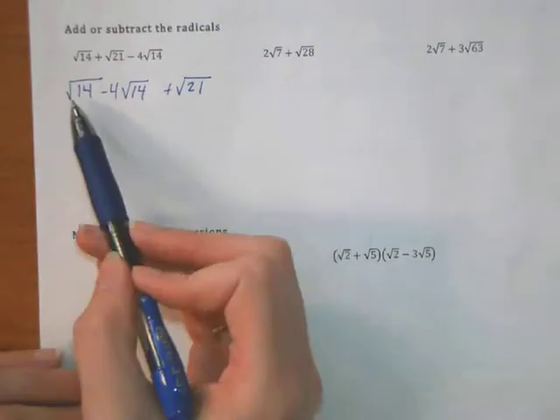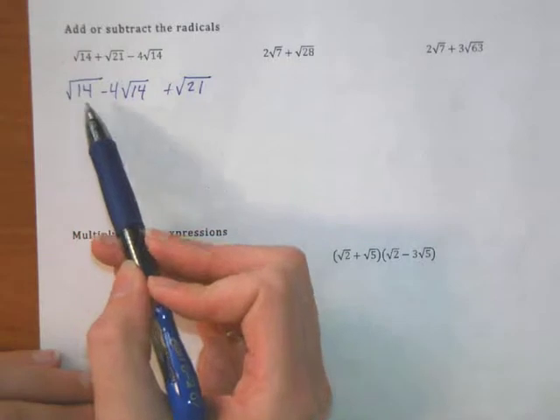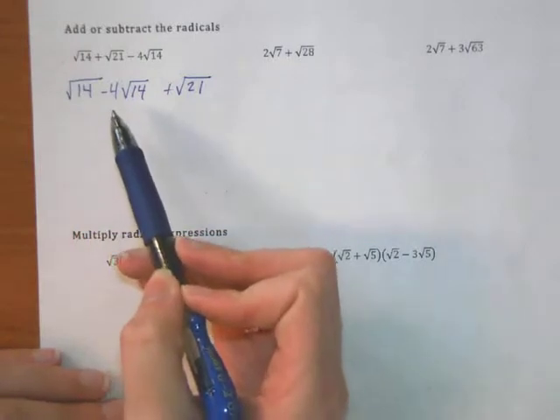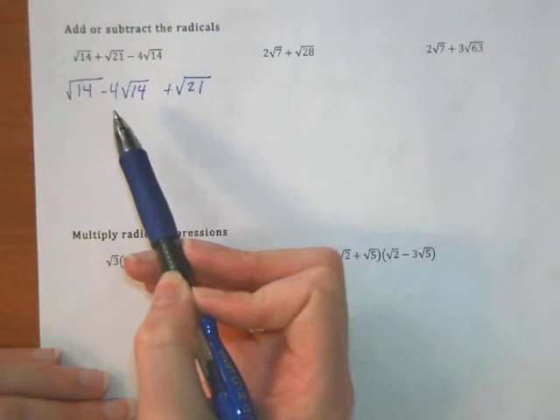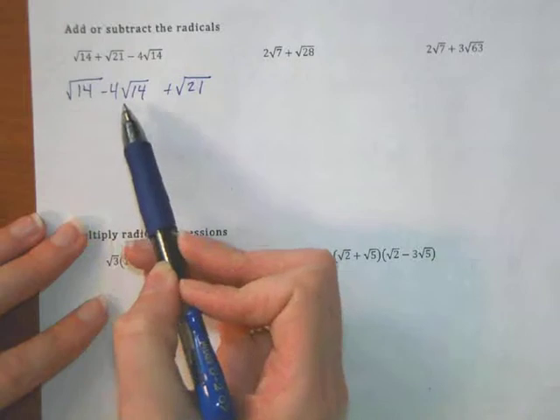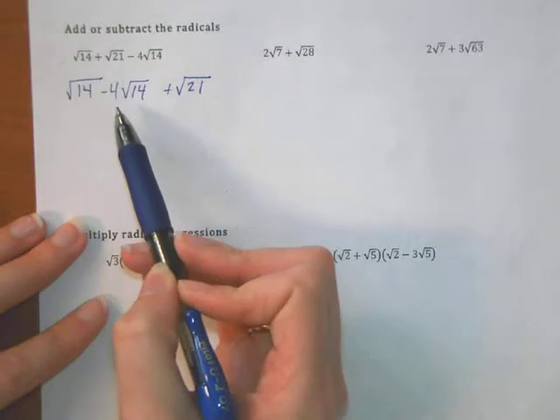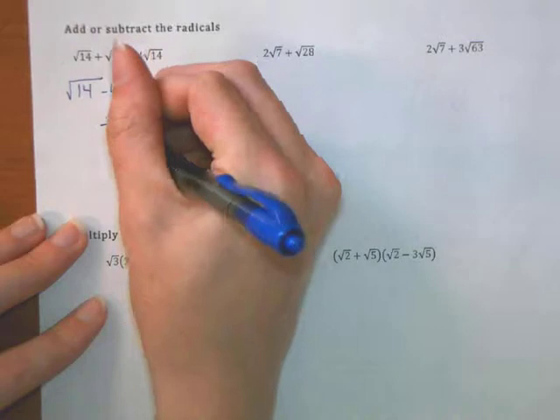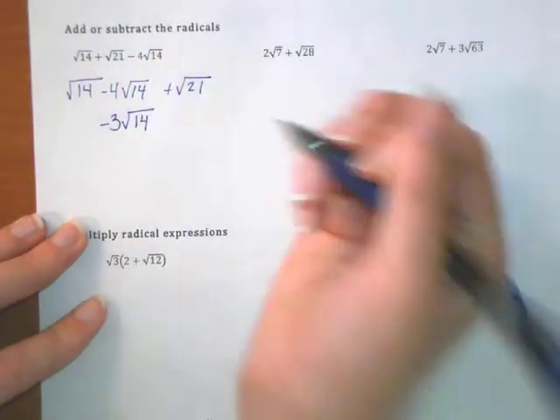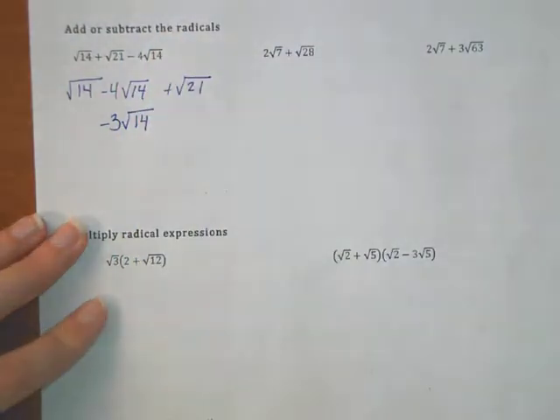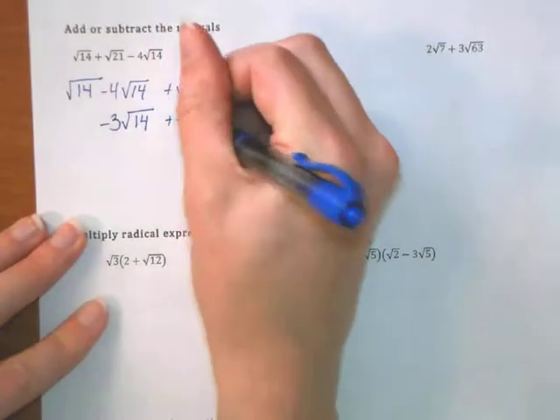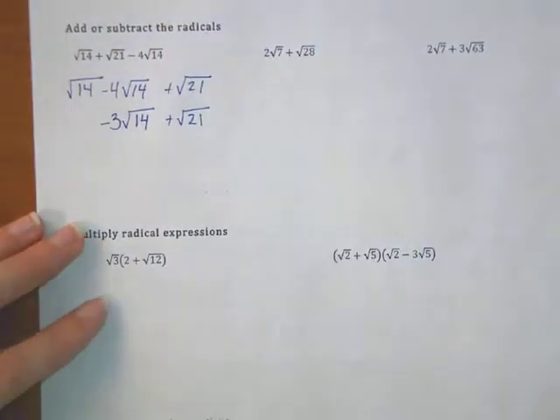So I have 1 root of 14 minus 4 roots of 14. How many roots of 14 am I left with? 1 minus 4 is negative 3. So now I'm left with negative 3 roots of 14. And then I still have my 1 root of 21. Man, these things are sure radical. And we're all done. It's as simple as it gets.